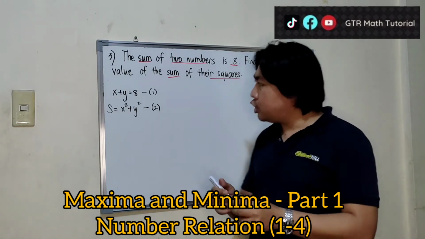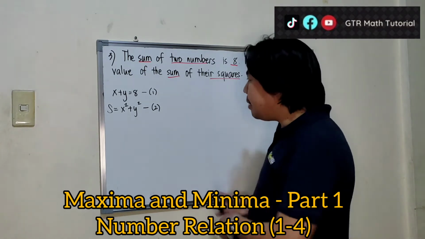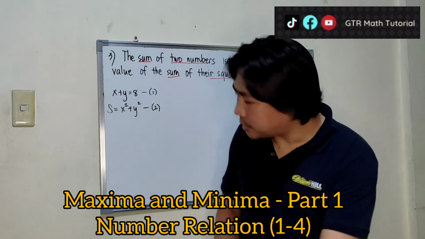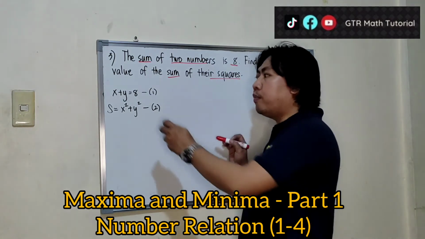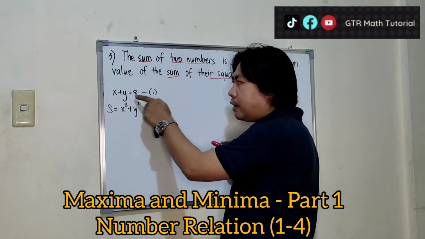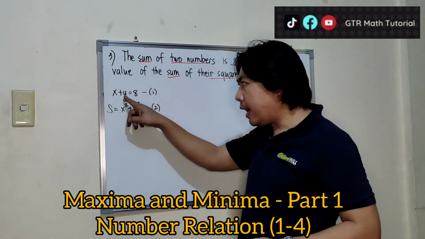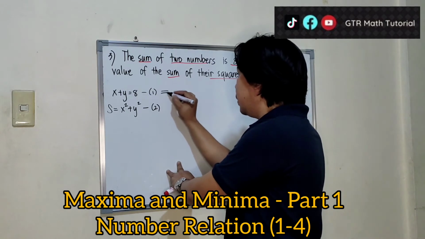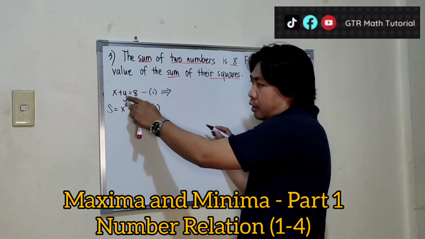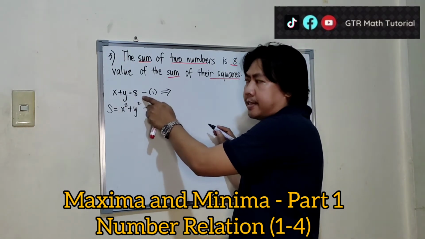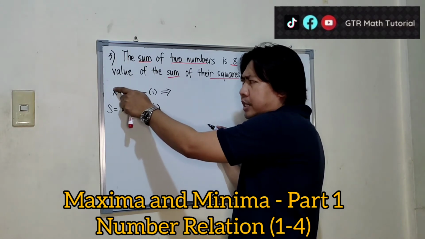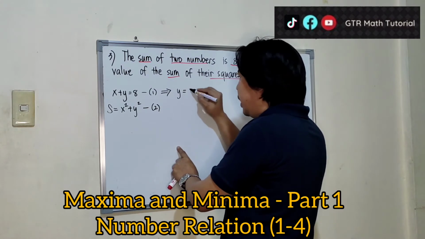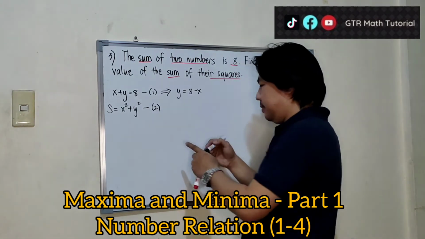Since we have two equations, we're going to minimize the second equation. So, we're going to express it in one variable: solve for y in terms of x in the first equation. So, we have x plus y is equal to 8. Subtract x from both sides of the equation, or simply transpose x to the other side. Therefore, y is equal to 8 minus x.